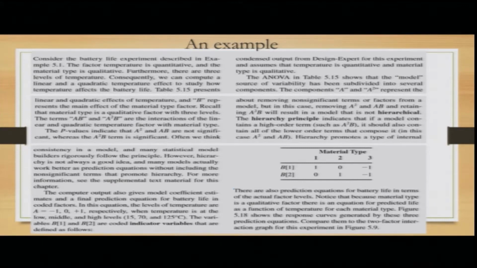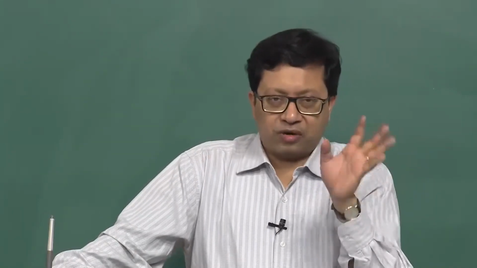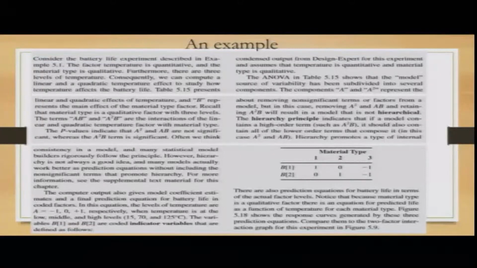So, the computer output also gives the model coefficients. In this equation the levels of temperature have been denoted by A as minus 1 for the lowest level, 0 at the middle level, and plus 1 at the higher level, when the temperature levels are consecutively 15, 70 and 125. So, I am trying to equate the quantitative part to the qualitative part using plus 1, 0 and minus 1. The variables are coded indicator variables that are defined as follows.